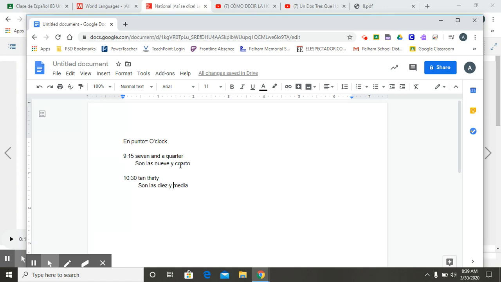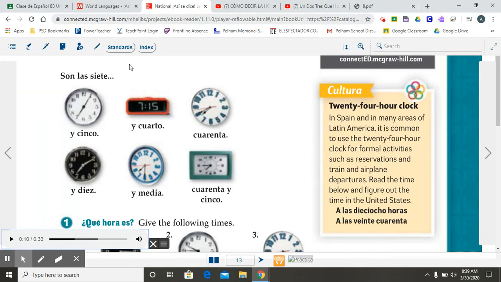Cuarto means quarter. So it's 10 and a half. What you're really saying is it's 10 and a half. That's what you're really saying in Spanish. But everybody knows you mean 10:30, all right? Son las 10:30. Let's go back and see what they look like, all right?